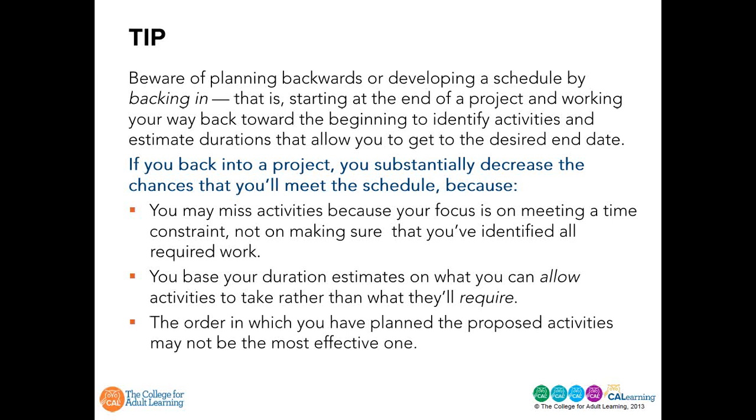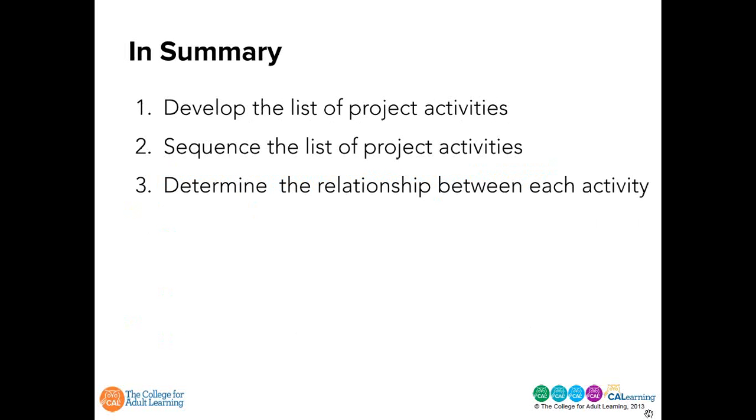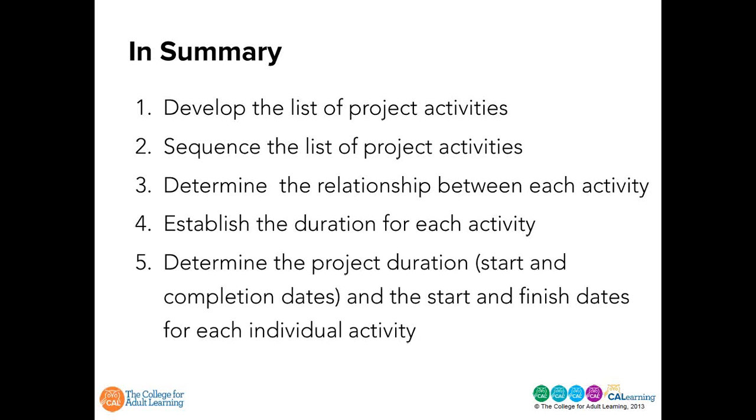So, to sum up our 5 points here: develop the list of project activities, sequence the list of project activities, determine the relationship between each of them, establish a duration for each activity, then determine the project duration, start and completion dates, and the start and finish dates for each individual activity.